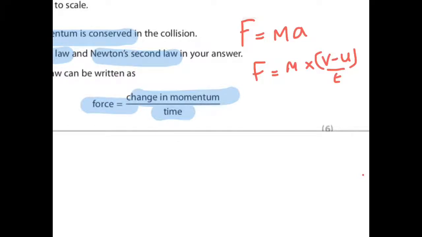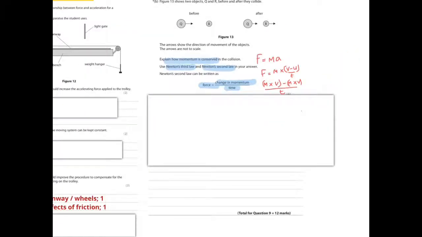Now, momentum is mass times velocity, and a change in momentum would be mass times velocity minus another mass times velocity, which is basically this. Okay? And then if we divide that by time, then we're back to basically this. So you can see that F equals ma is the same as change in momentum divided by time. This is quite a tricky question to get full marks on, because it's not very obvious how to answer it.